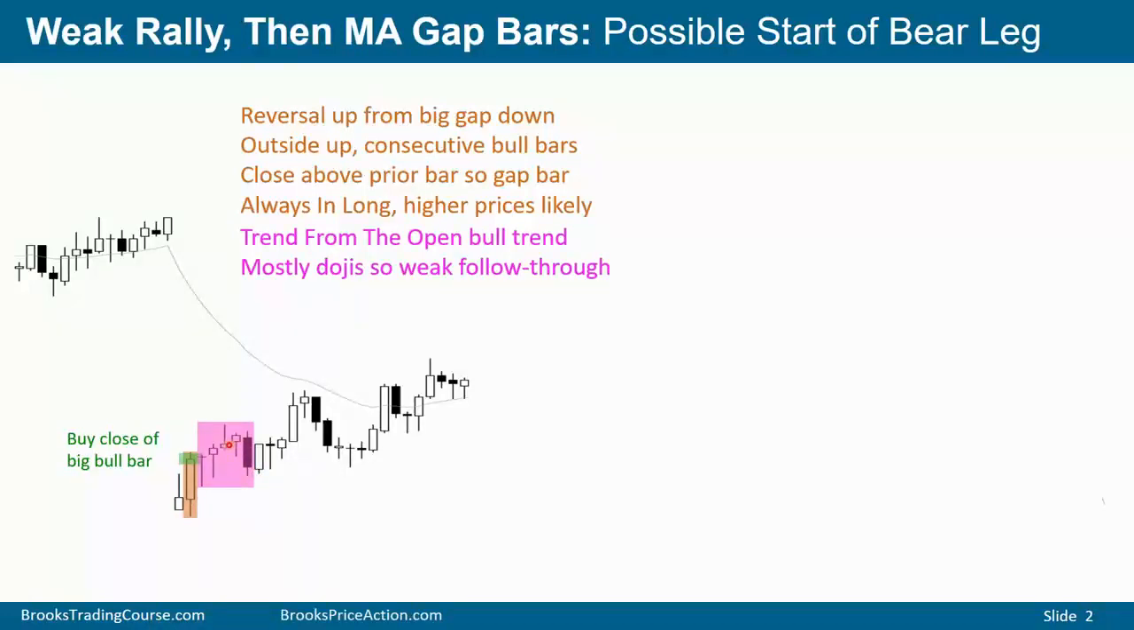At this point, we've had 4 bars without a pullback, and we've had 6 bars without a bear body. These 4 bars without a pullback make this a trend from the open bull trend, even though it began on the second bar. However, doji, doji, doji, doji, and doji here, of those first 6 bars, 5 are dojis. That is not a strong trend, and after this good-looking bull bar, we have bad follow-through.